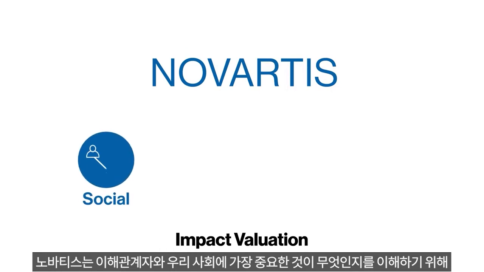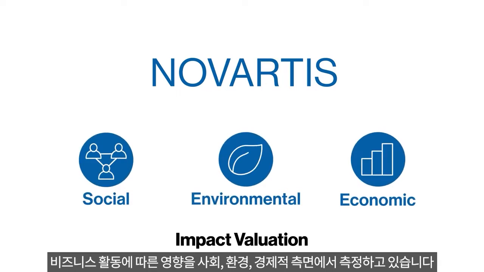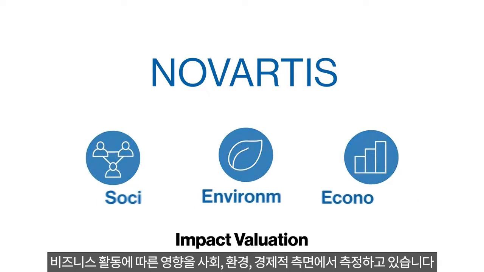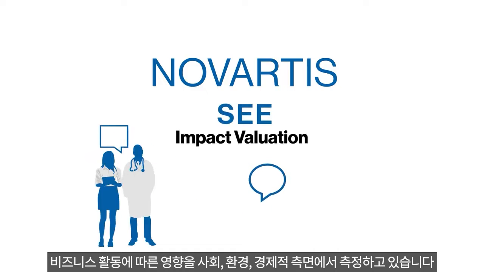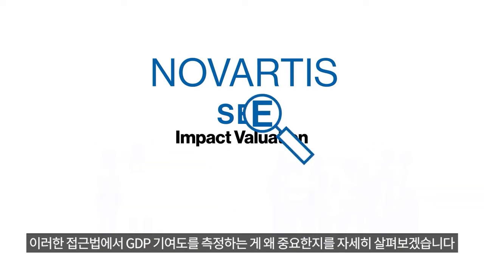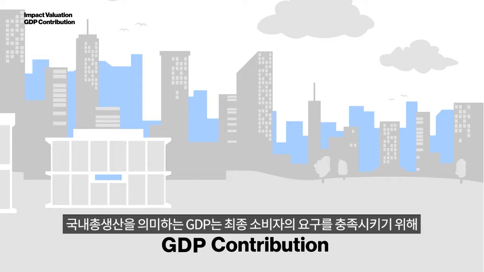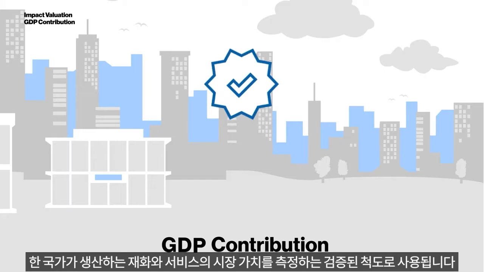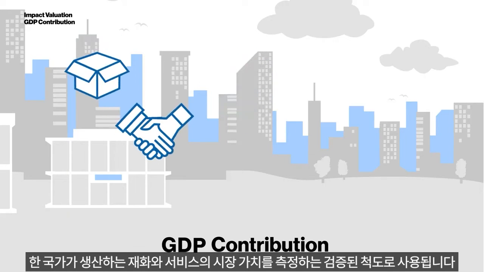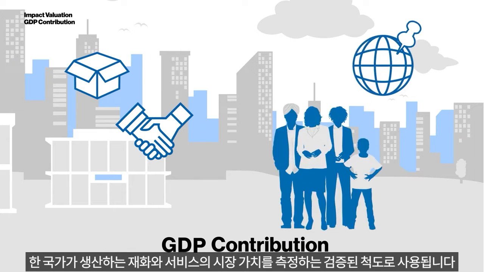Novartis measures the social, environmental, and economic impacts of its business activities to understand what matters most to stakeholders and to society. Let's take a closer look at the significance of measuring GDP contribution for this approach. The concept of gross domestic product, GDP for short, is a well-established measure of the market value of goods and services produced by a country to satisfy the needs of end consumers.